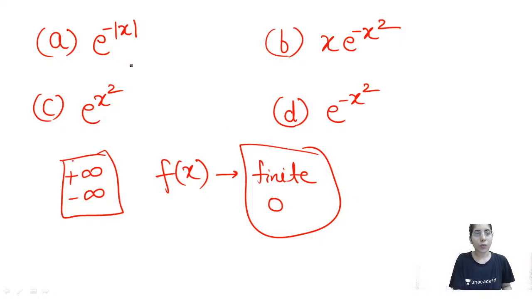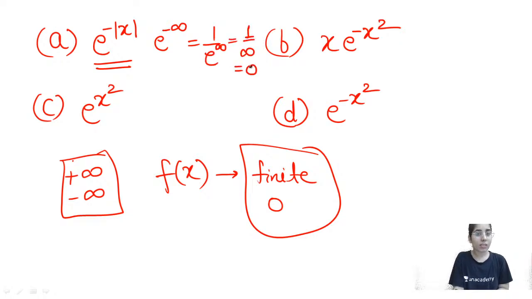Okay, so let's check for option A. If I consider e to the power minus infinity here, I just need to check the value at plus infinity or minus infinity. I will get 1 upon e to the power infinity, which means 1 upon infinity, which means it is 0. That means we can write the Fourier transform of the function present in option A. If we consider option B, clear? Here, if we try to find the value at infinity, we will get e to the power minus infinity square.